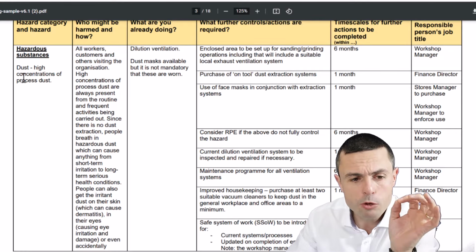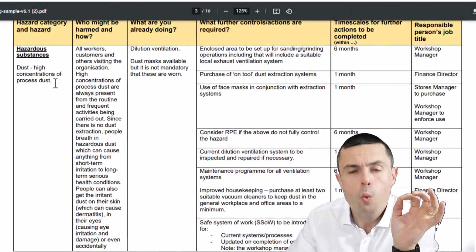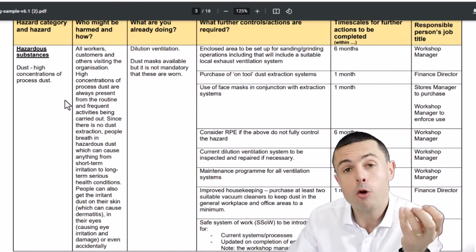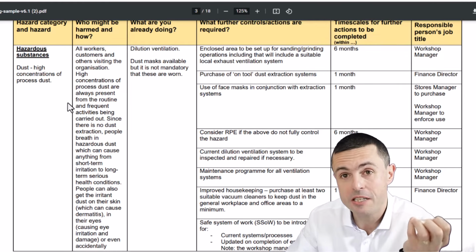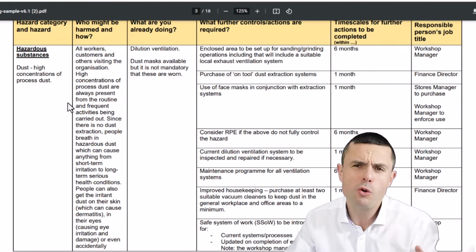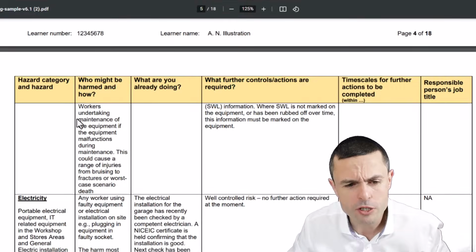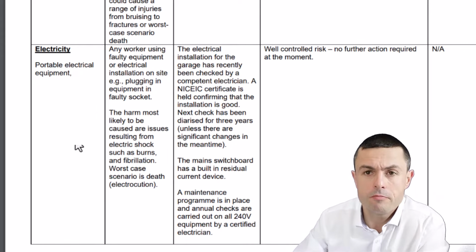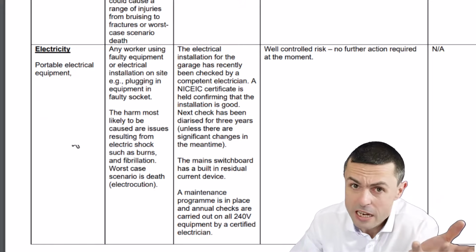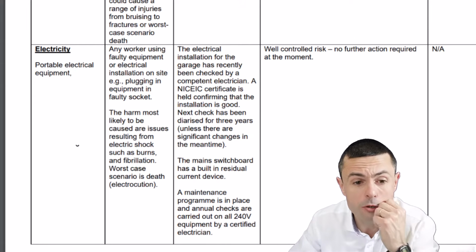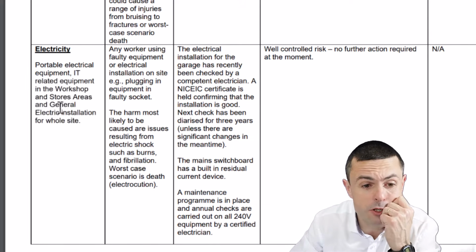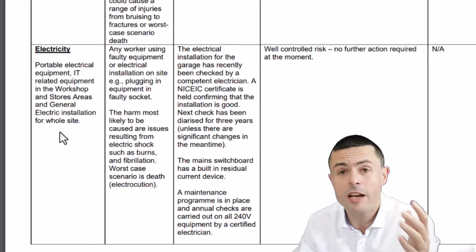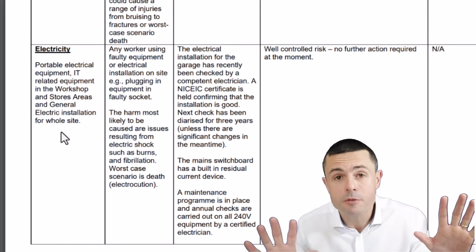So one of the things you want to put in your hazards here is something that is potentially wrong, something that is defective. You don't just want to say, let me give you an example, portable electrical equipment. Now that's acceptable. That is a hazard. Portable electrical equipment can harm you. It says here, IT related equipment, general electrical installation for the whole site. Yeah, that is a hazard. And for me, that's absolutely fine.